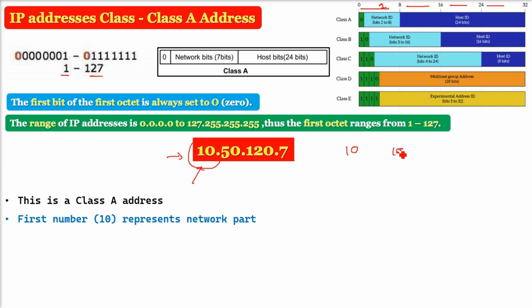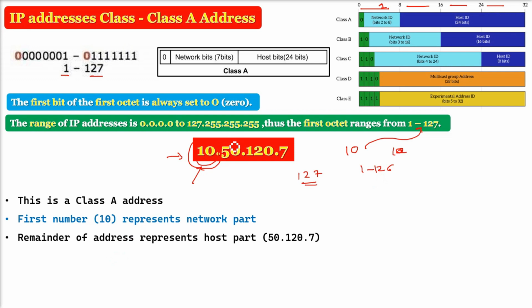Alright? So just see the first octet. This 10, when you see, oh, it is between 1 to 127. So this is a class A address. 127 we don't assign, as I just indicated earlier. We just see from 1 to 126. The first octet is 10, so it belongs to a class A address. And the other part, which is 50.120.7, is what? It is a host address.